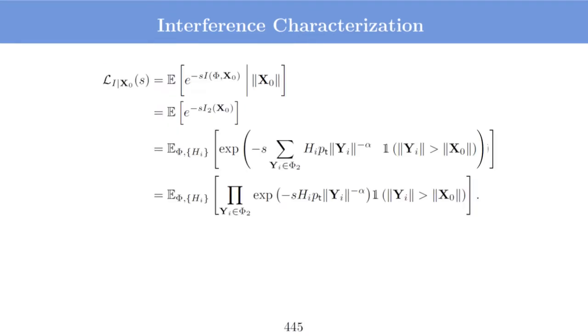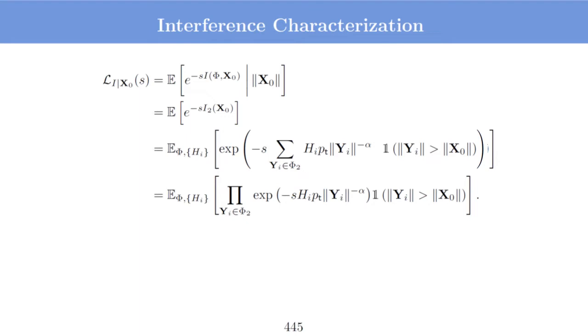Now I2 is from phi, which is not conditional on x0, but I2 is a function of x0 because in the interference we have an indicator term that norm of yi is more than norm of x0, which just means that we are only taking those base stations from phi 2 which are outside the ball of x0, and this indicator is because of the association law. So the expectation of e to power minus s I2, we just replace the value of I2 as summation of hi pt norm yi to power minus alpha multiplied by the indicator term norm yi greater than norm x0. And this expectation is with respect to phi and hi.